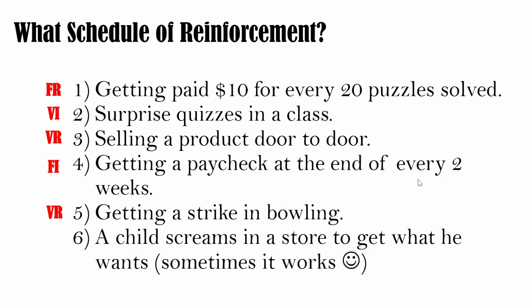Then a child screams in a store to get what he wants. The child screaming is based off of responses, so it's ratio, and then he never knows when sometimes he gets what he wants, so sometimes it works, so it's variable, so variable ratio.